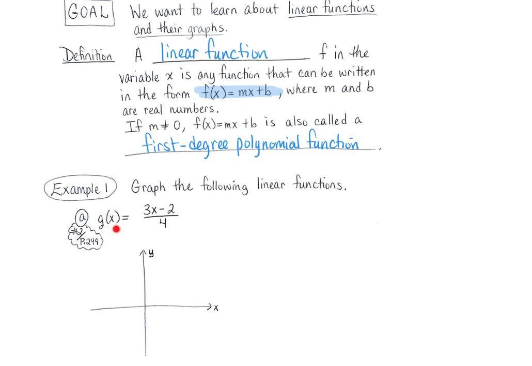So here, we can rewrite this as 3 over 4 x minus what? 2 over 4, very good. 2 over 4 is the same thing as what? 1/2, good. So that linear equation is the same thing as 3/4 x minus 1/2. That's just another way of rewriting g of x.